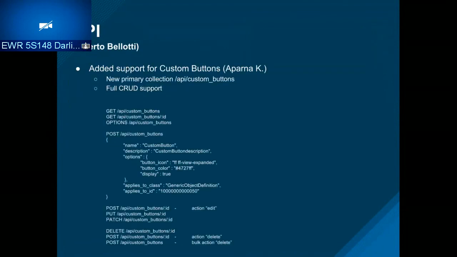And then Alberto again for the API. Give your rest. Alrighty. So in this sprint, we have a couple of enhancements coming in the API. First one, previously we had the custom button sets, but now Aparna added the custom buttons itself. We have the new primary collection, API custom buttons, and as you can see, the full set of CRUD support. So the fetchers on the collection, the resources, the options, the creation of the custom buttons, and the standard edit and delete signatures. Next slide, please.